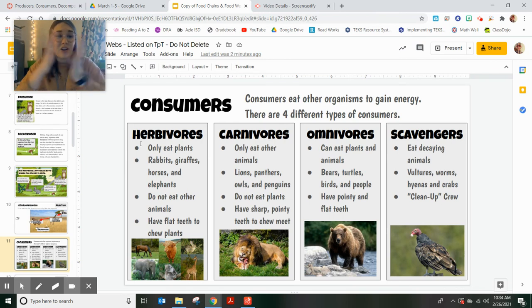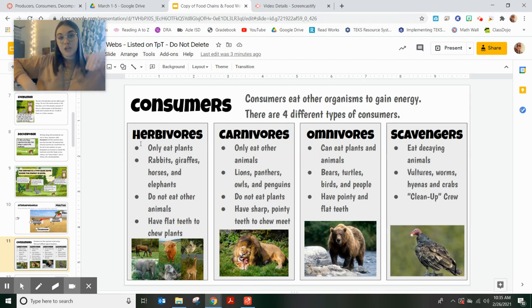It could eat a plant and start off our food chain, or it can eat another animal. And finally, we have scavengers, and those are our decomposers. They eat those decaying animals. So once our consumers die, we have our scavengers like vultures, worms, hyenas, crabs. They are our cleanup crew. So raise your hand if you have ever seen a scavenger, like on the side of the road. Pretty gross, right? But that is a process of a food chain. So from now on, when you see that, you're going to know that it is all the circle of life that's happening.